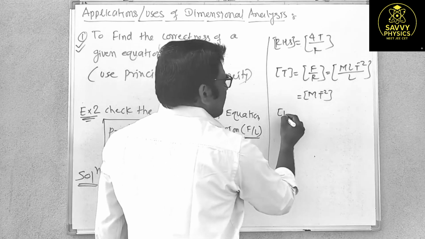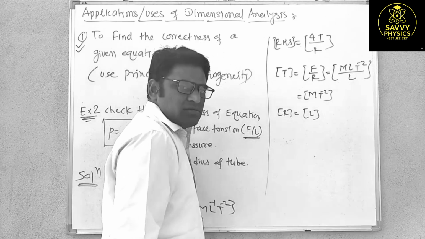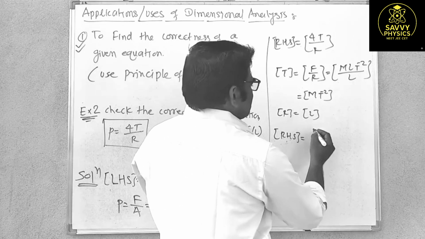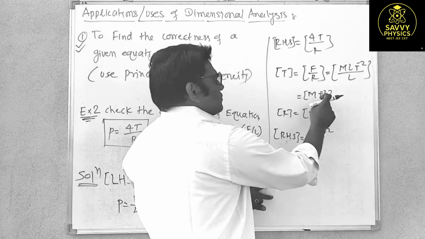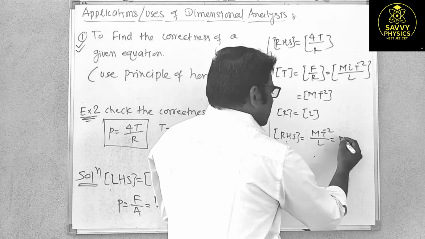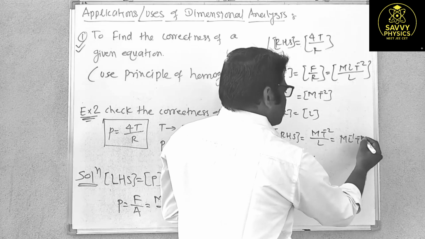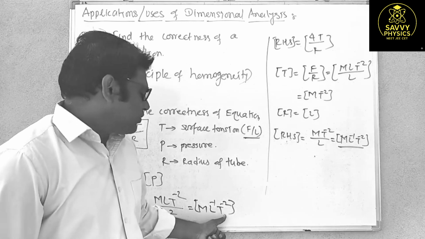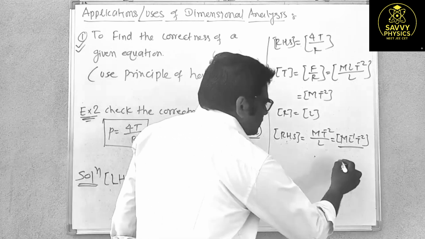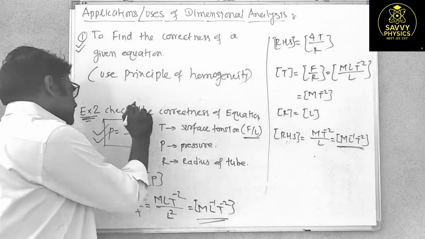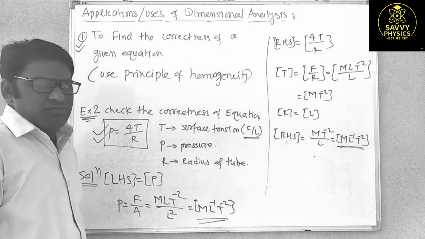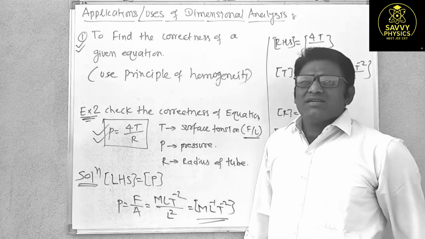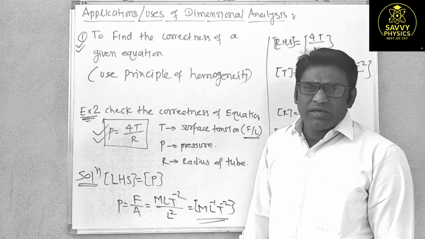Then the dimension of R is L. So let us write the dimension on the right hand side: M t to the power minus 2 divided by this L. So ultimately what you will get? M L to the power minus 1 t to the power minus 2. So the left hand side dimensions are equal to the right hand side dimensions, which means this equation is correct. Got it? Simple. So in this way we can check the correctness of the equation. Okay, so note down this.